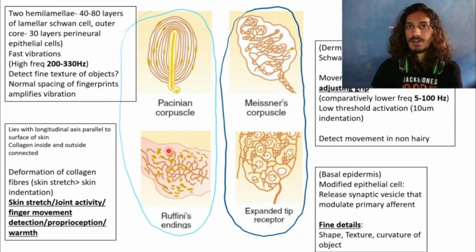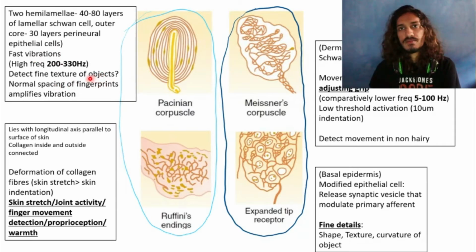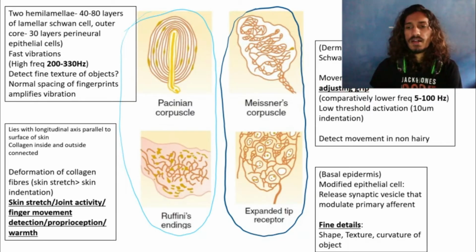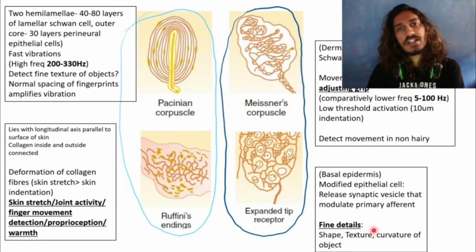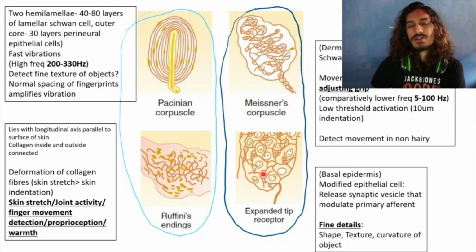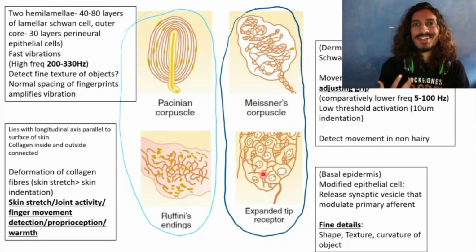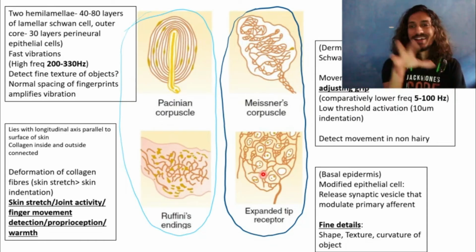So this is for a stretch: skin stretch, joint activity, finger movement detection, proprioception, and finally your warmth. This is faster vibration, some sort of texture. This is lower frequency vibration, sudden movements, that are superficial and all that. And over here, they are involved with your shape, texture, curvature of objects and all that. So I hope you can understand now the exact difference between these.